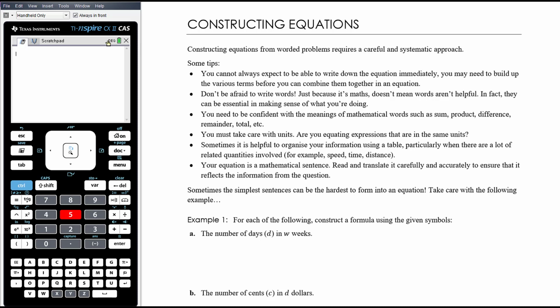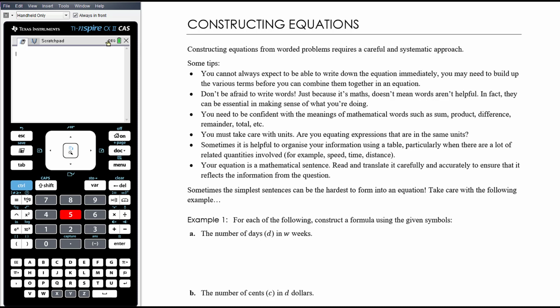You need to be confident with the meanings of mathematical words, such as sum, product, difference, remainder, total. What do those things mean? So the sum of two things is when you add them. The product of two things is when you multiply them. The difference of two things is when you subtract them. The quotient of two things is what you get when you divide them. Okay, these words need to be familiar things to you.